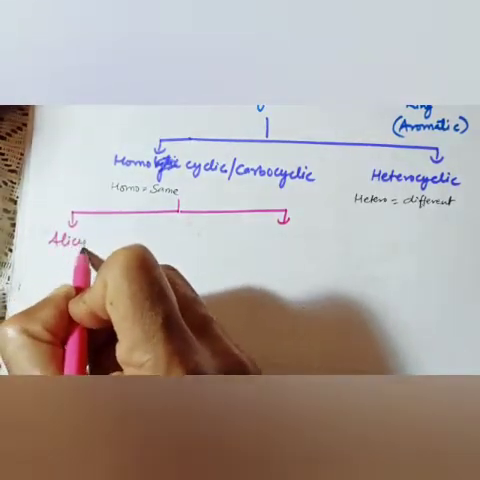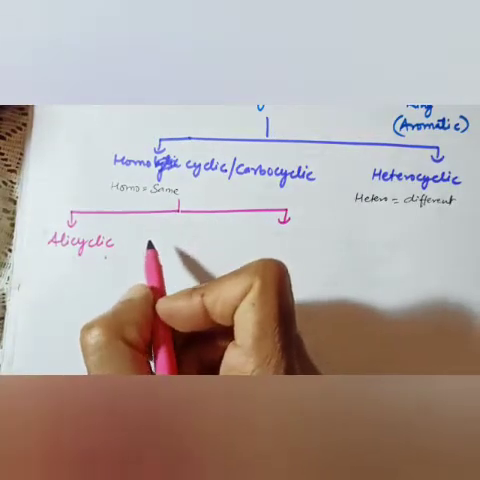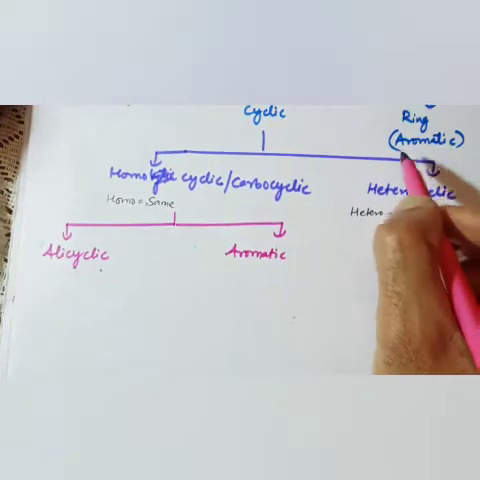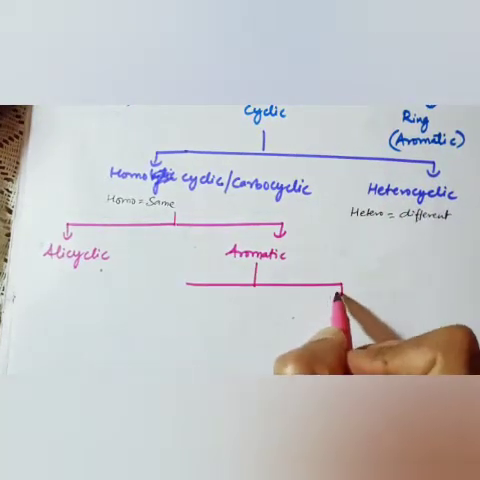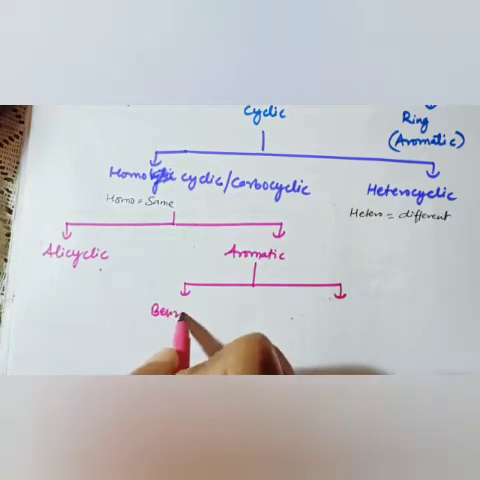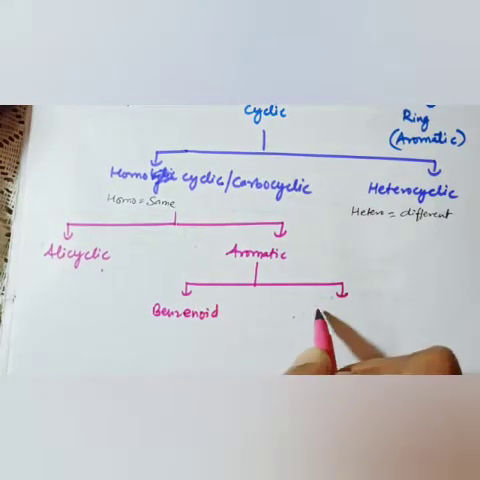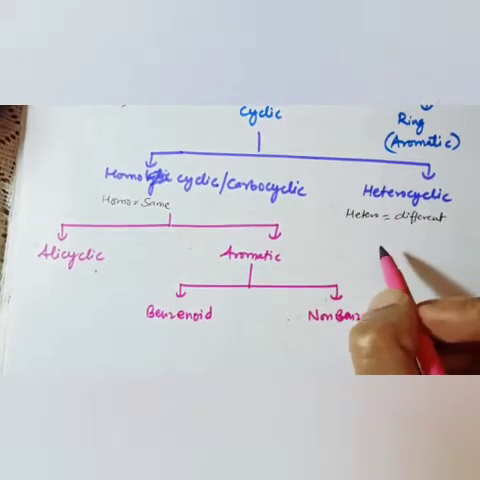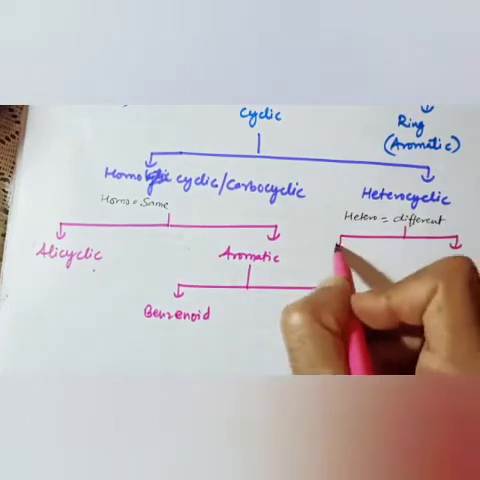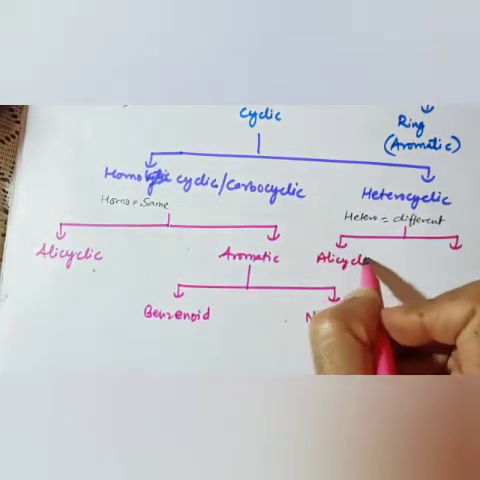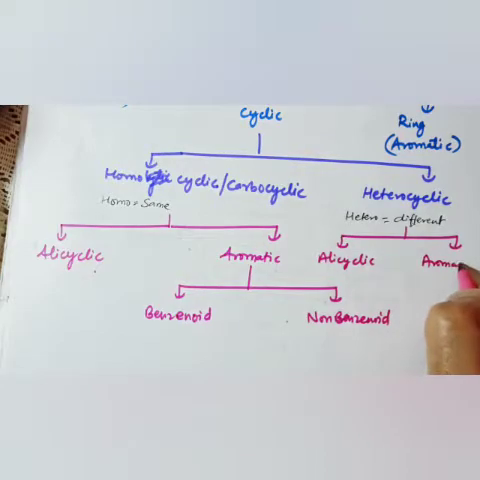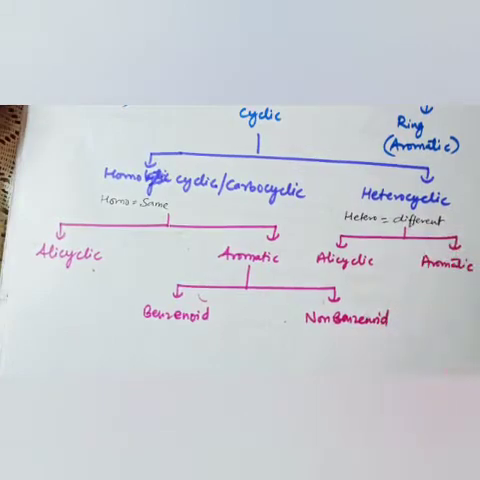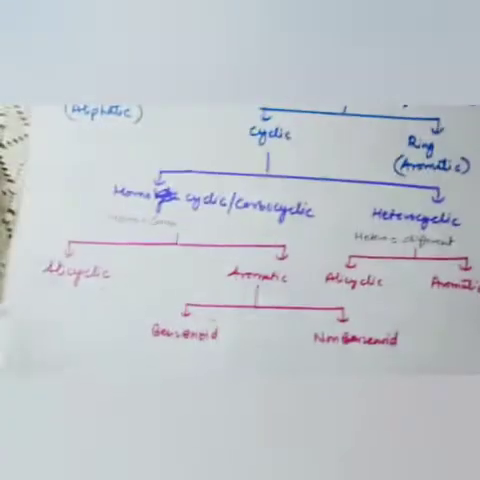Homocyclic is further divided into two parts: alicyclic, which is aliphatic cyclic, or aromatic ring structure. Aromatic is also of two types: benzenoid or non-benzenoid. Heterocyclic is also of two types: alicyclic heterocyclic or aromatic. In the same way, here the same type of ring will be there, and there different rings can be there also. Now let's discuss the examples one by one.